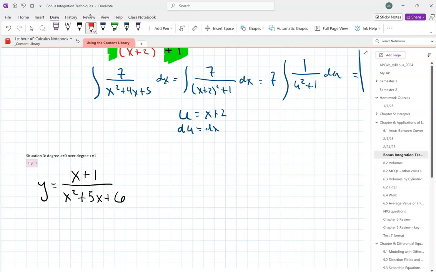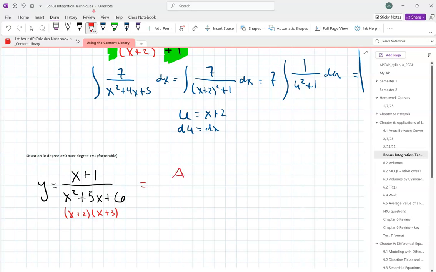So let's say we have something like this. Maybe I should include the denominator. What you're looking for is something that's factorable, though. All right. So this denominator, I notice factors. That's x plus 2 times x plus 3. Everybody cool there?